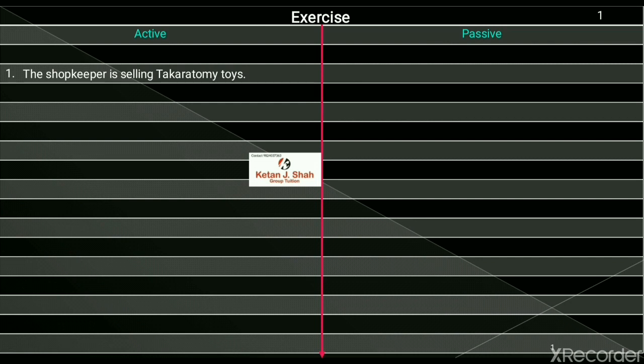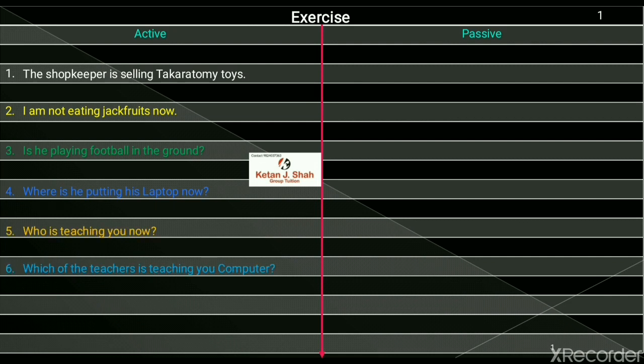First sentence, the shopkeeper is selling Takara Tommy toys. Second, I am not eating jackfruits now. Third, is he playing football in the playground? Fourth, where is he putting his laptop now? Fifth, who is teaching you now? Sixth, which of the teachers is teaching you computer?